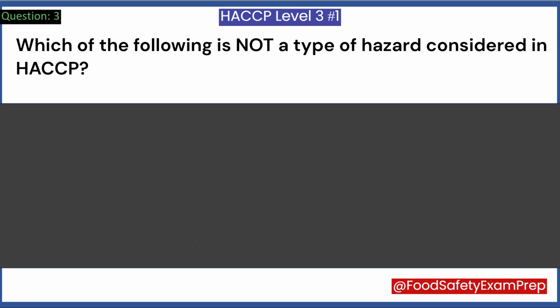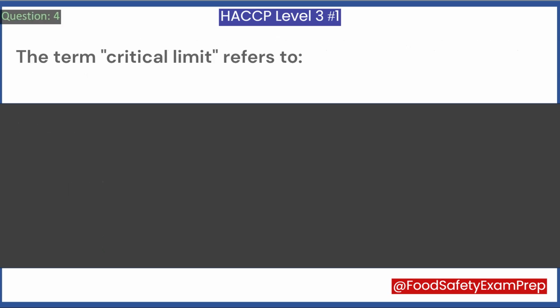Which of the following is not a type of hazard considered in HACCP? A. Biological. B. Chemical. C. Financial. Answer: C. Financial.